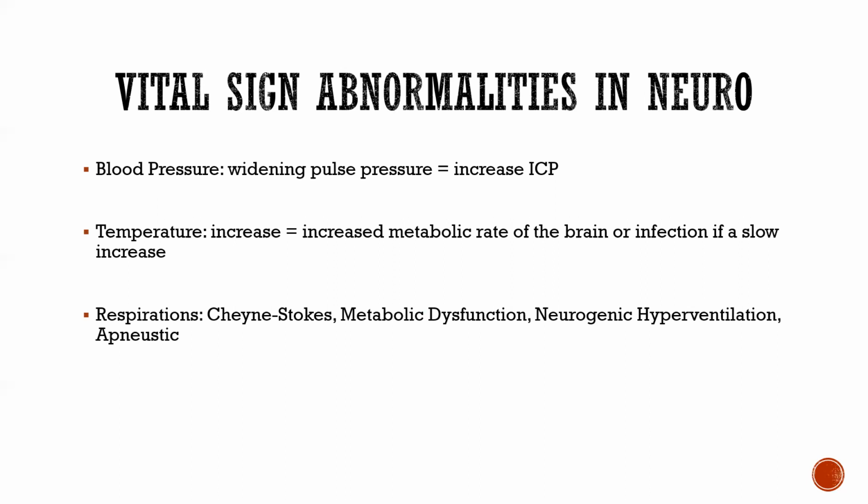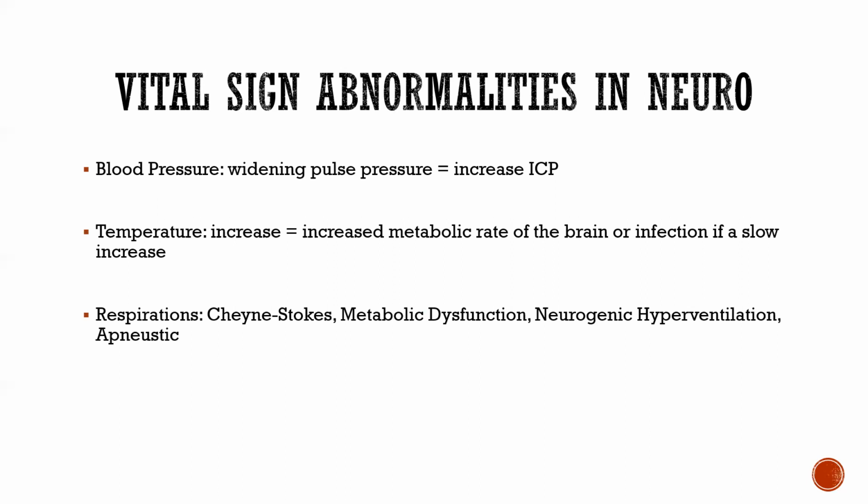All right, temperature increases are going to happen for 2 reasons in neuro. Number 1, either there's a change in the metabolic rate of the brain, something's happening in the brain, seizure activity, could be trauma, could be bleeding that causes that temperature to rise rapidly, or if it's a very slow, progressive increase in temperature, that usually means there's an infection happening in the brain. Okay, last but not least, we have respirations.